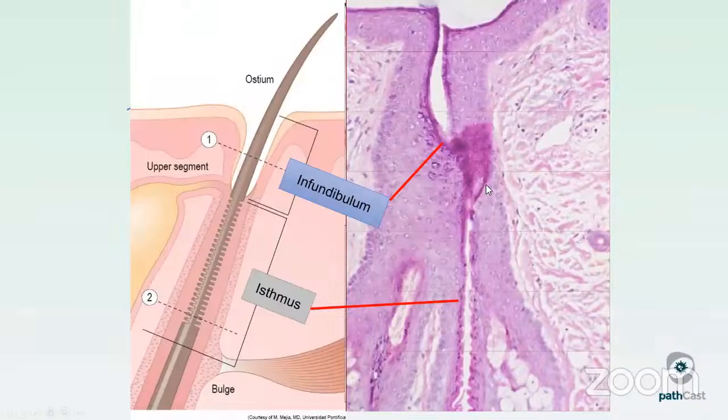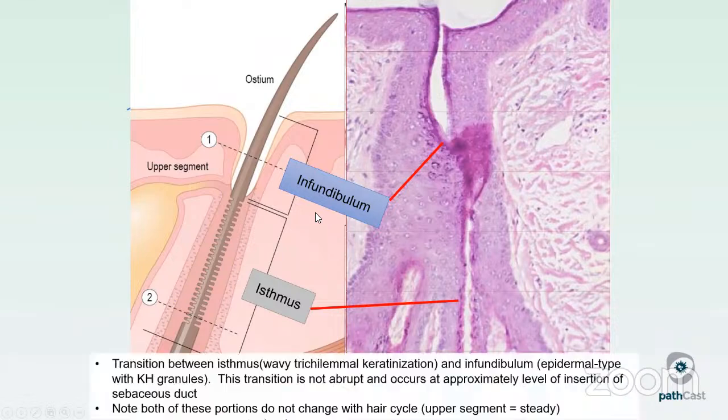And notice also that the transition between the isthmus and the infundibulum is not abrupt. So unlike that sudden loss of the inner root sheath and the abrupt transition from our stem to our isthmus, going from our isthmus to infundibulum, we slowly get that change. We go from tricholemmal keratinization to slowly normal epidermal type keratinization. Remember also that both of these do not change with the hair cycle.